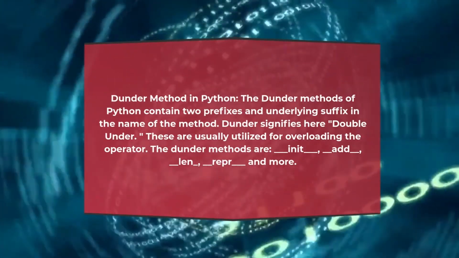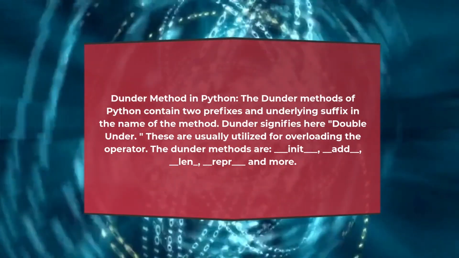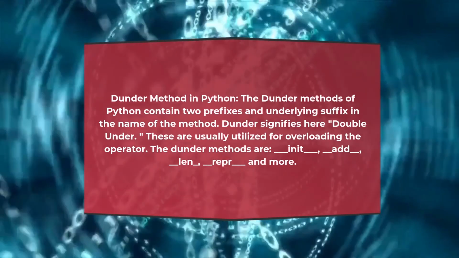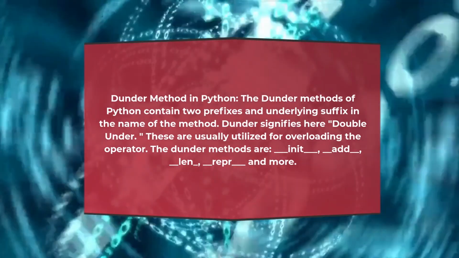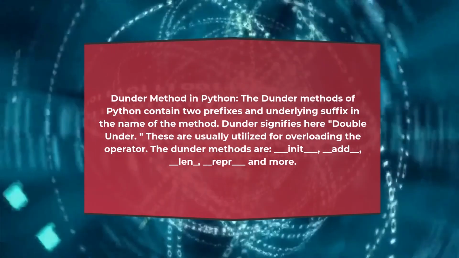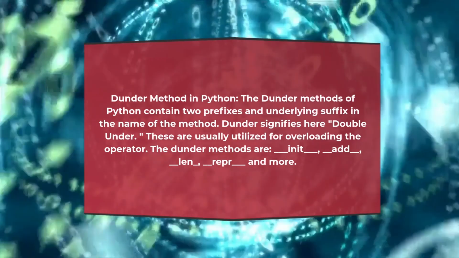Dunder method in Python. The dunder methods of Python contain 2 prefixes and underlying suffix in the name of the method. Dunder signifies here double under. These are usually utilized for overloading the operator. The dunder methods are init, add, len, repr, and more.